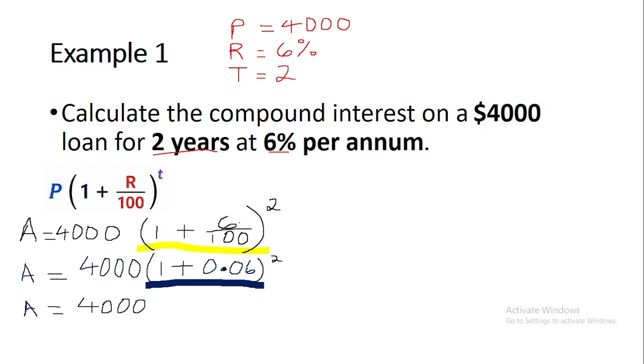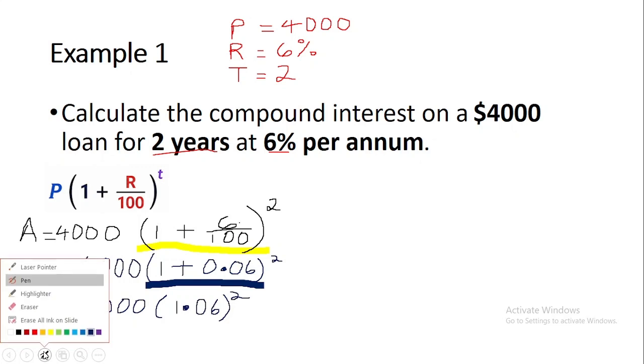And 1 plus 0.06, that's going to be equal to bracket 1.06 squared. So I just added these two. 1 plus 0.06 is equal to 1.06, and then we're going to square it. And square means that you multiply it by the same amount. So that's going to be 1.06 times 1.06. So we're going to work this amount right here first.